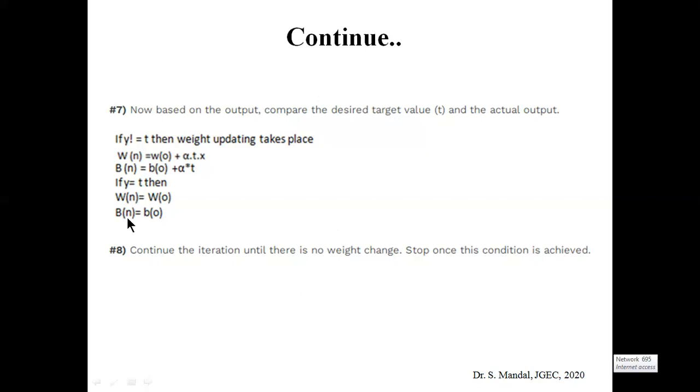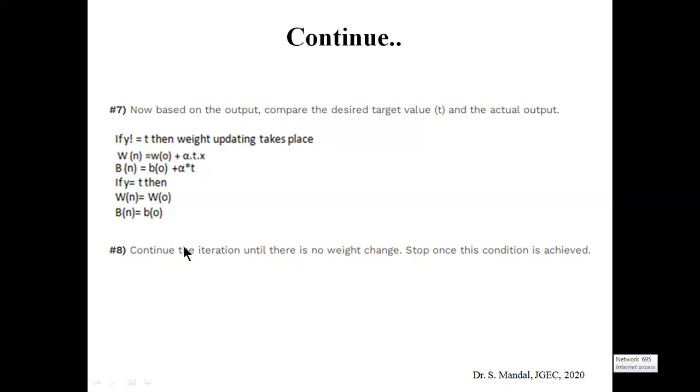Okay, so here the formula, as we already discussed: the new weight wn will be wo plus alpha into t into x, whereas the new bias value will be bo plus alpha into t. Okay, where alpha is the learning rate, t is the target value, x is the input value, wo is the old weight value, and bo is the old bias value. And if y equal to t, we don't need to update that. That means wn equal to wo and bn equal to bo.